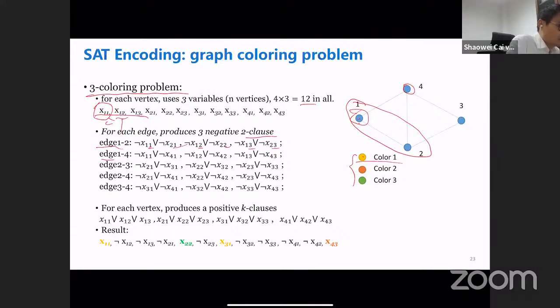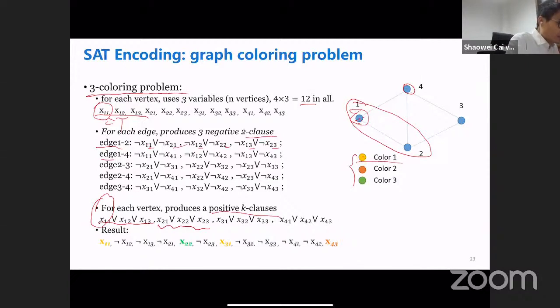And finally, we need to produce a positive k-literal clause for each node to ensure that each node is colored. Because if we do not have this part, then we can simply set all the variables to false. But that does not solve the problem. It just says that we do not assign any color to any node. So we need to constrain that each vertex, each node, must be assigned a color. And this is guaranteed by a clause with k positive literals.